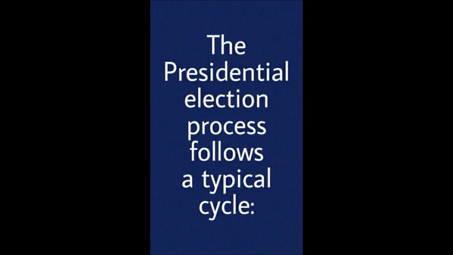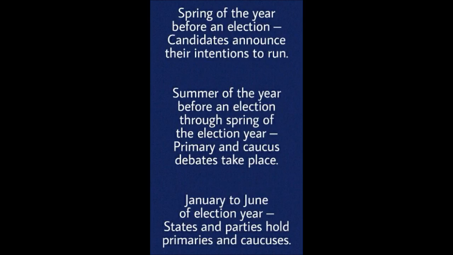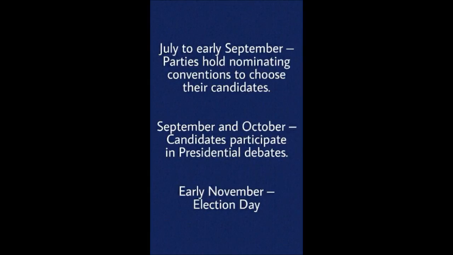The presidential election process follows a typical cycle. Spring of the year before an election, candidates announce their intentions to run. Summer of the year before an election through spring of the election year, primary and caucus debates take place. January to June of election year, states and parties hold primaries and caucuses. July to early September, parties hold nominating conventions to choose their candidates.